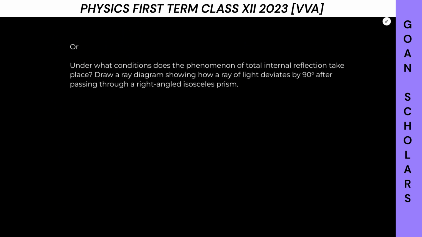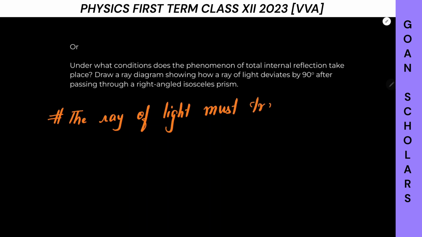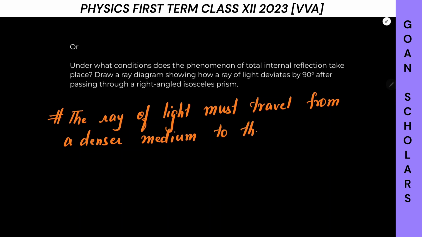Under what condition does the phenomenon of total internal reflection take place? Okay, so the condition here is, first condition, the ray of light must travel from a denser medium to the rarer medium. Okay, this is our first condition.